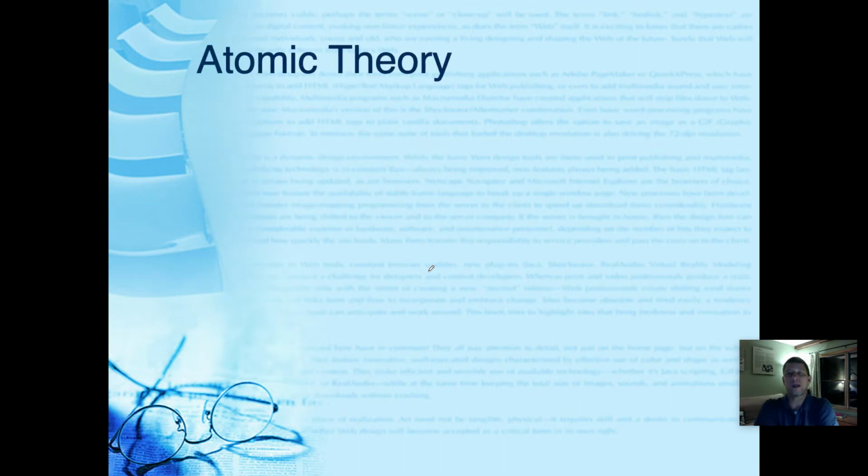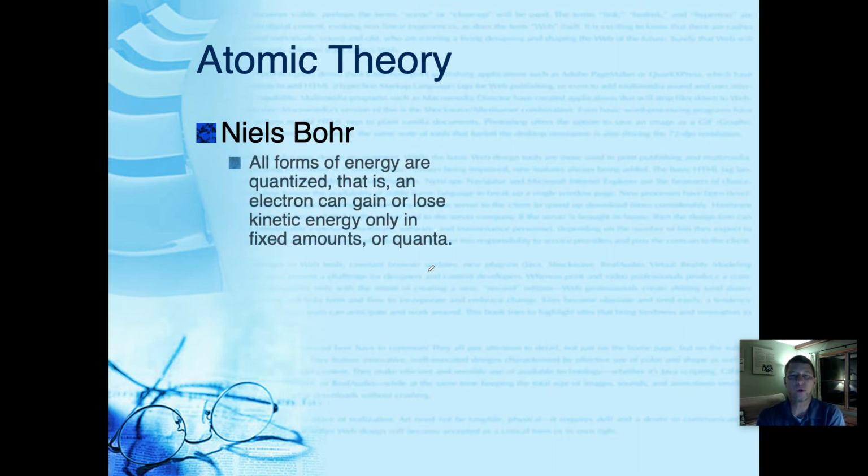Now, it wasn't until the early 1900s, I think it was in the 1930s and 40s, that Niels Bohr came up with the orbital idea, or the shell idea of the electron's orbits. And what Bohr did was he looked at this in terms of energy.